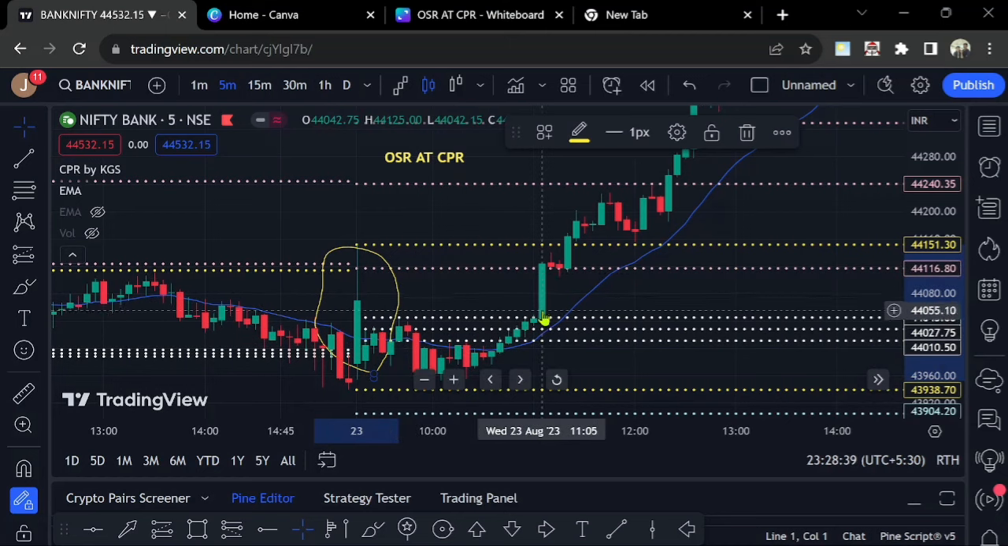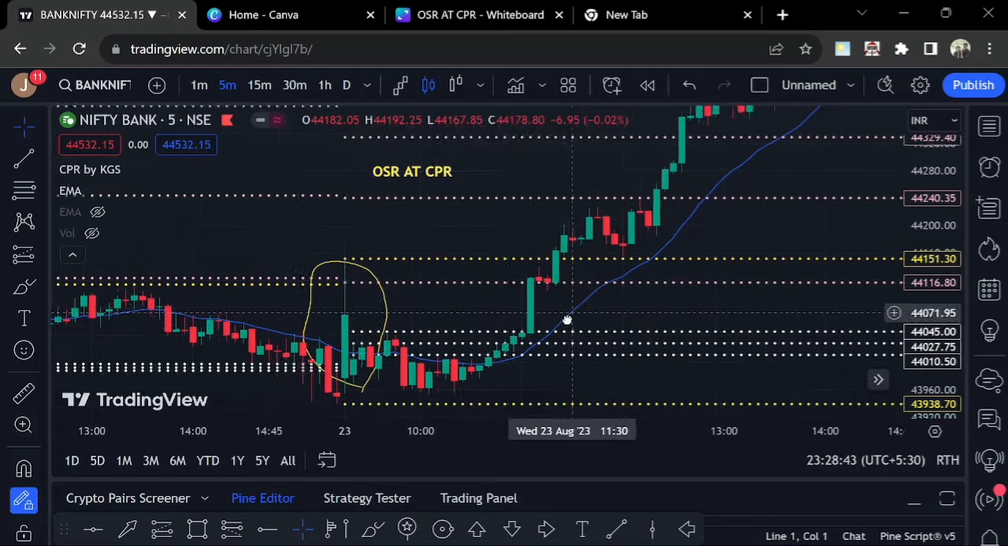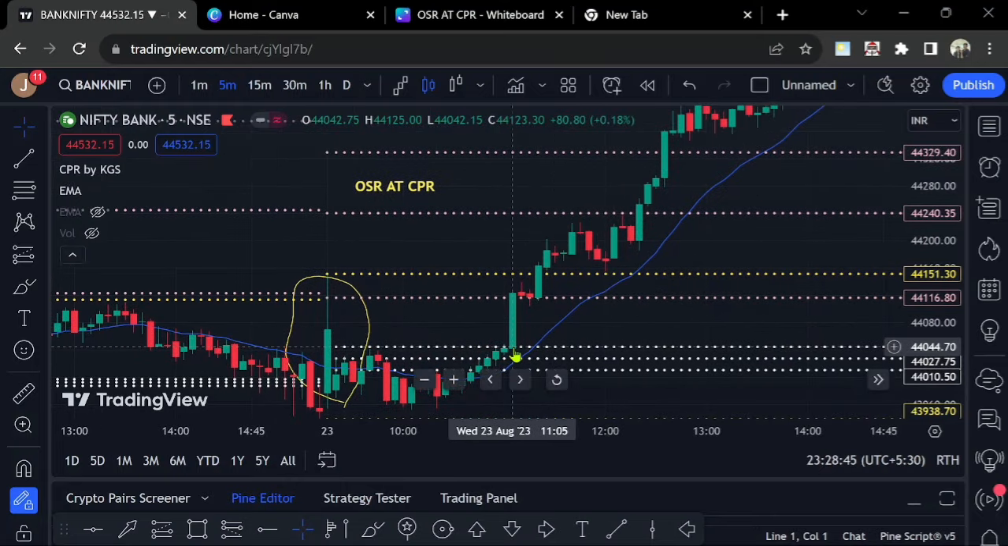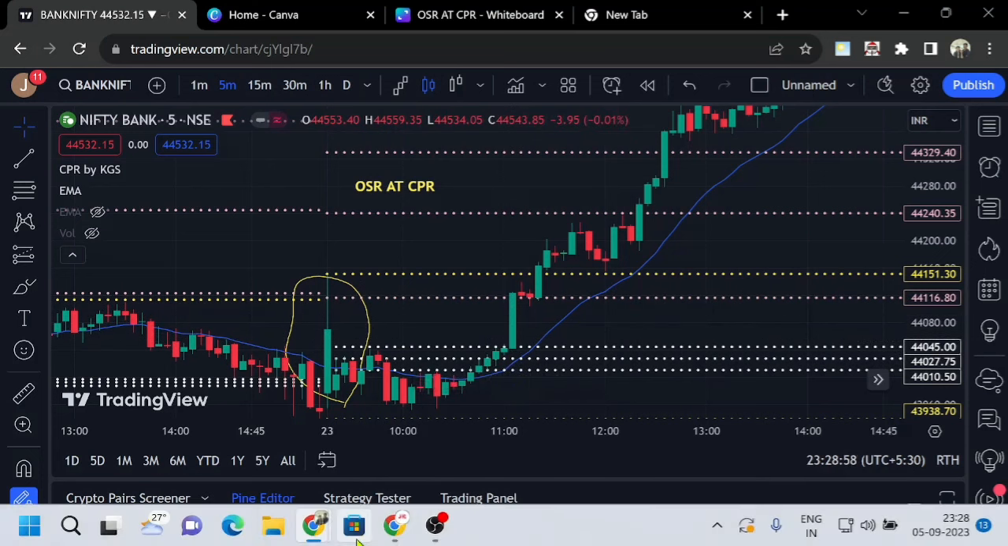Here you see a big bullish candle. Some traders call this an elephant candle, and this is breaking aggressively and powerfully. What is happening in this area? This is what we have to identify as a price action trader.